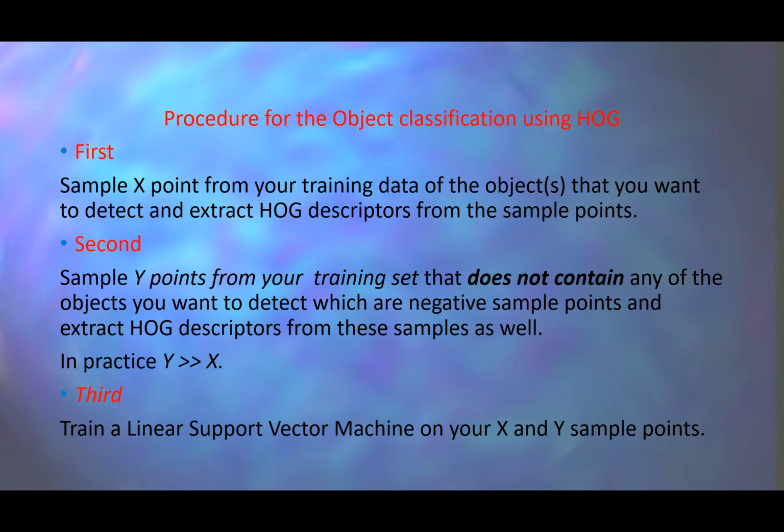For the first step, you're going to have samples of points, X points, for your training data of the objects that you want to detect. These points are the cars that you want to view, because using HOGs, you can classify any kind of object. For example, in our case study, we used just vehicles. You can also classify other objects. So the objects that you want to classify will be the samples of X.